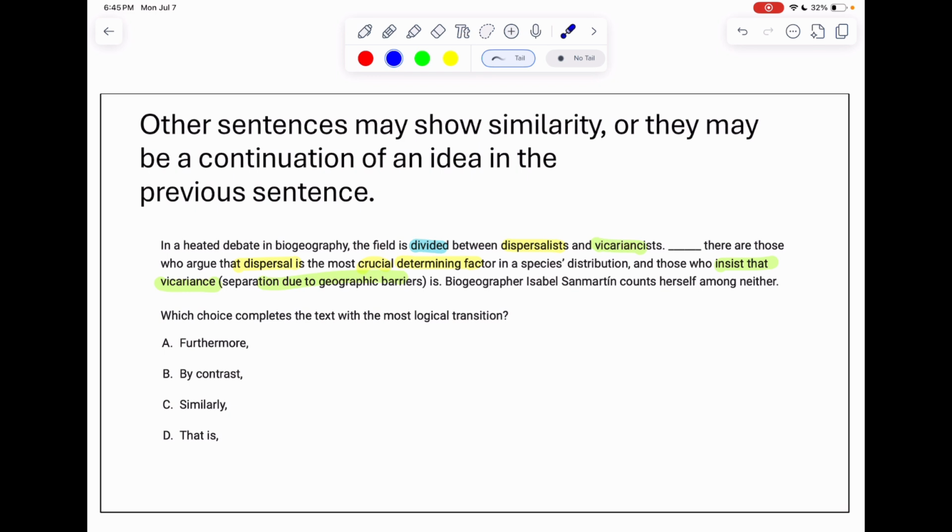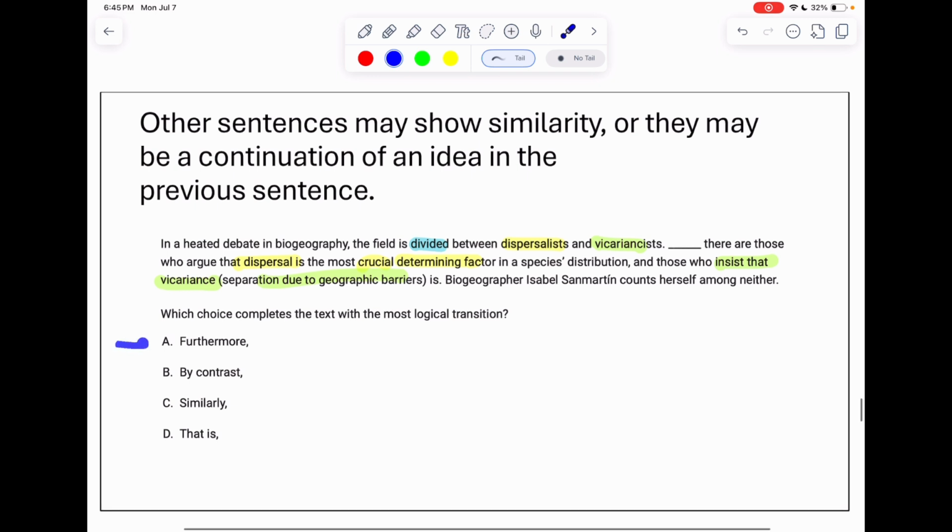So I want a transition word that's going to be similarity, continuation. Let me know that what I just talked about, I'm going to say more about it. Not something different, but more on the same topic, and not something additional to it. Again, just something more on the same topic. So furthermore is a continuation, but it's not saying more on the same topic. It's saying another different thing that's connected to the first thing. So that's not the transition that we want.